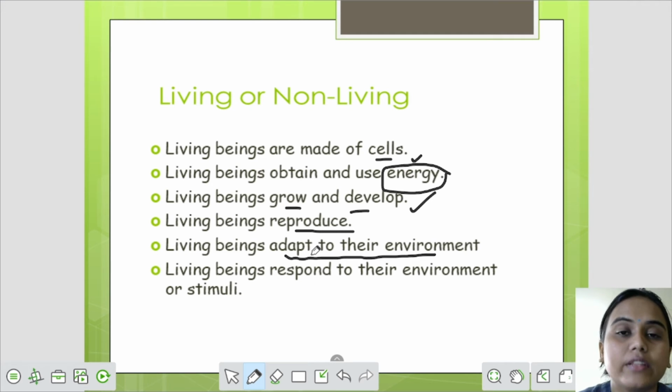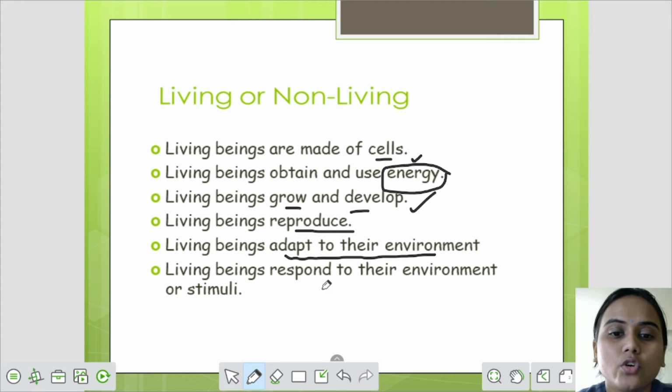Even if we visit a cold place, a cold environment, we wear a lot of sweaters and pullovers to cover ourselves from the cold outside.